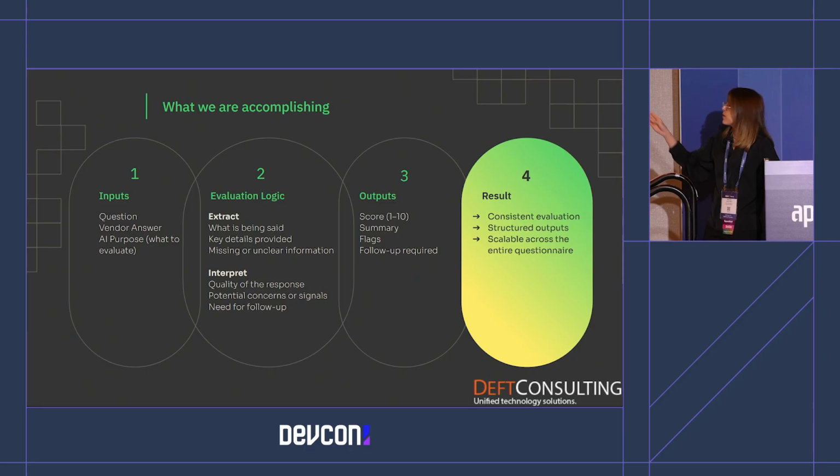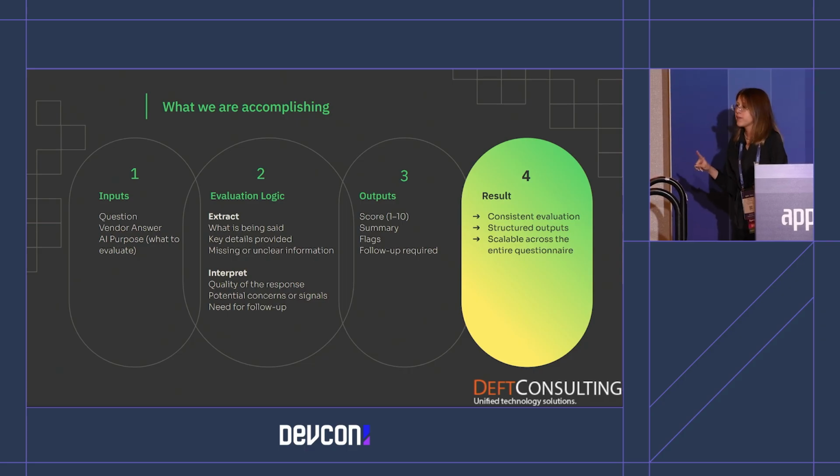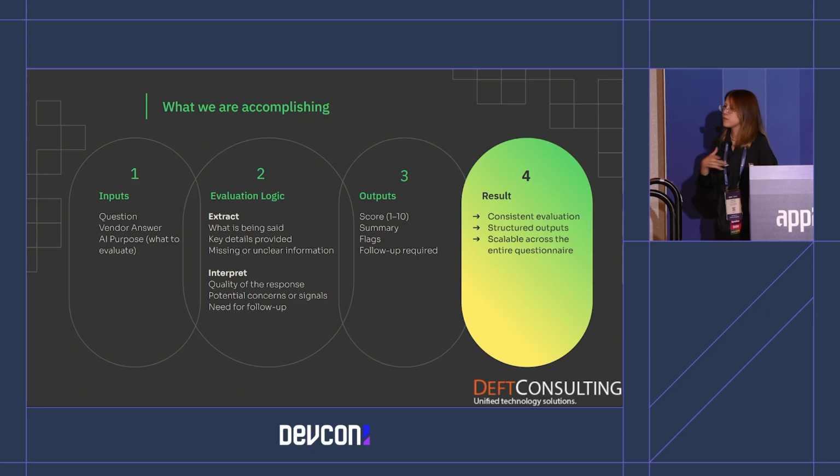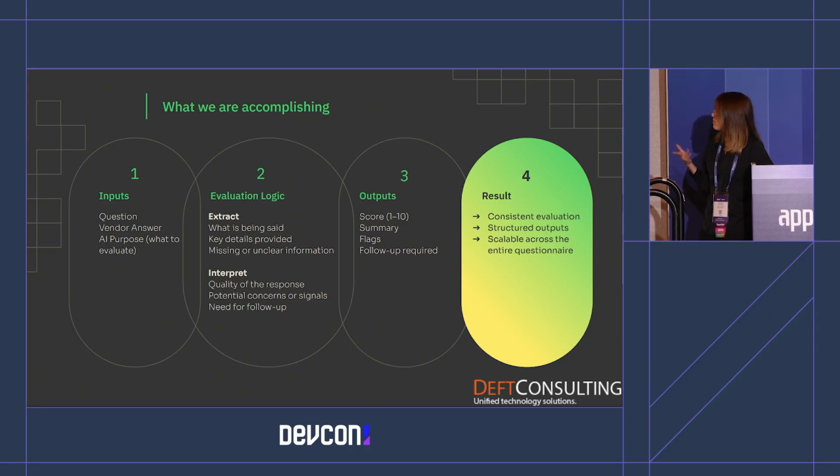So on number 3, we define what are the outputs that we want, which is, in this case, a score from 0 to 10, an overall summary of the questionnaire, different flags or things to check out in that vendor's responses, and if follow-up is required or not. So with a single AI skill, by structuring it this way, what we're obtaining is a consistent evaluation, some structured outputs that we can later use and call in the rest of the application, and something that is scalable across the entire questionnaire.